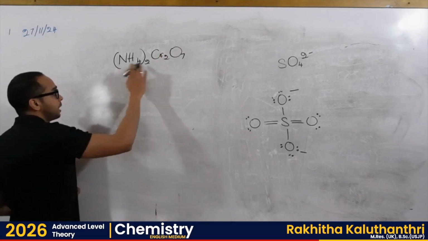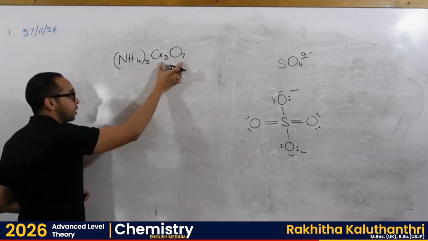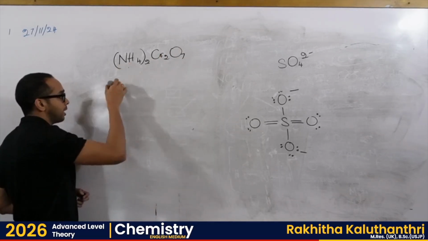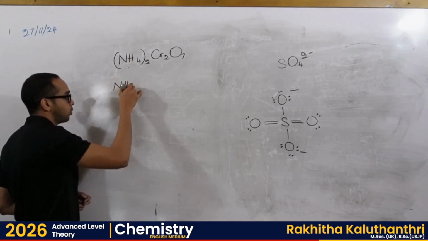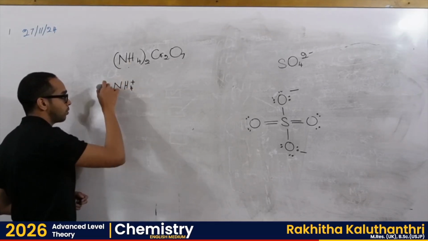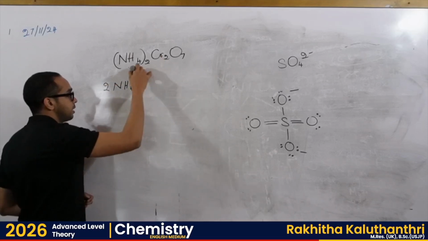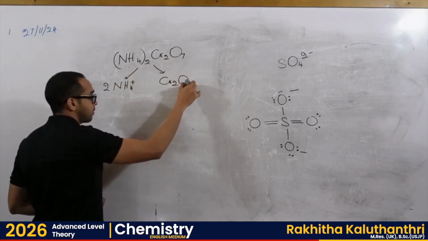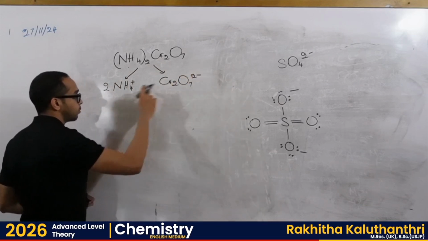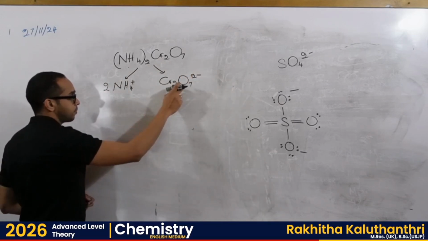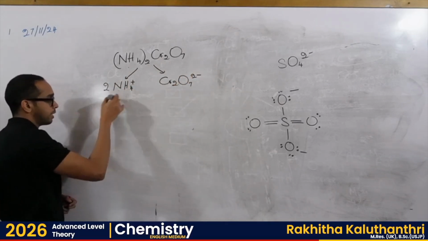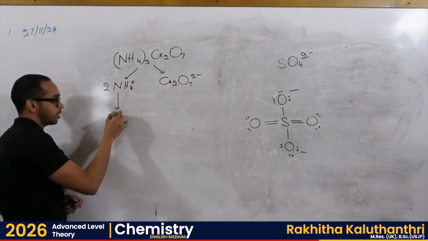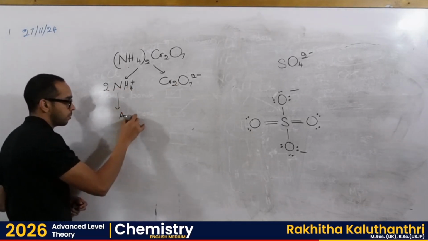So here, this is a polyatomic ion, and this is a polyatomic ion. This is the polyatomic cation, NH4 plus. There are 2 of them. And here we have the polyatomic anion. So usually the cation name is written first. The name of this part is ammonium.